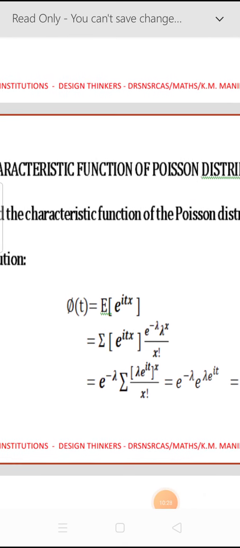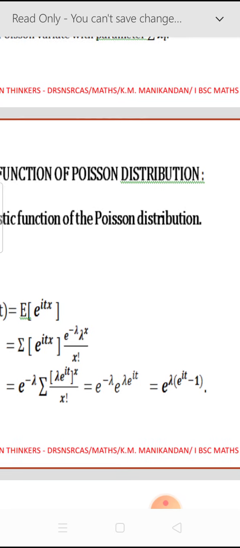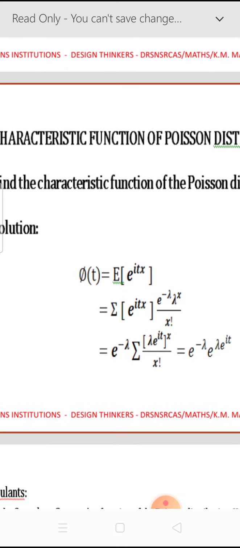So next we find the characteristic function of the Poisson distribution. The characteristic function is phi of t is equal to expectation of e power itx. So the difference between the moment generating function and the characteristic function is that Mx of t equals E of e power tx, whereas the characteristic function is phi of t equals E of e power itx.